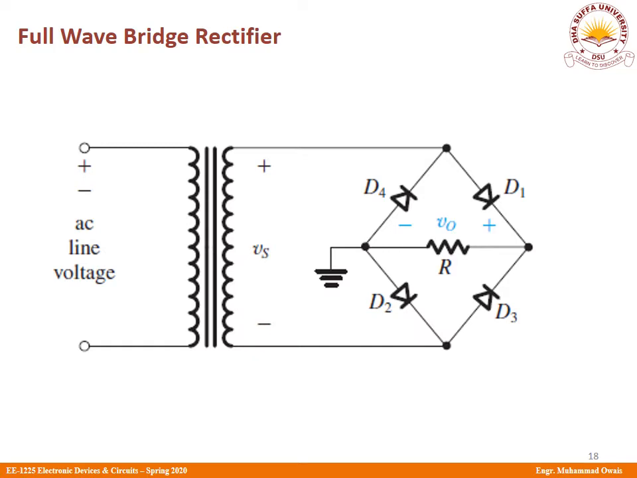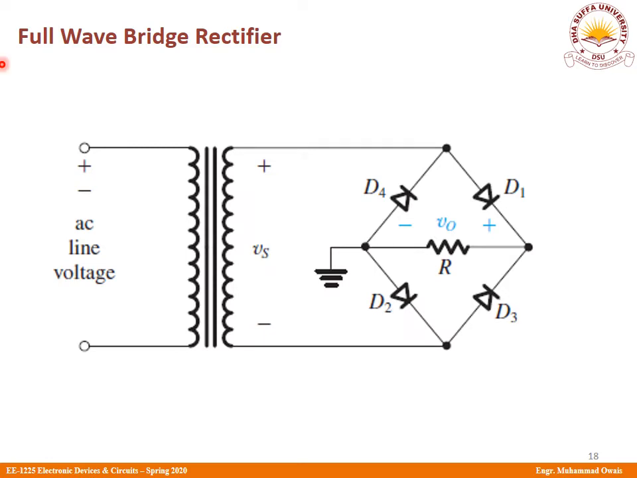Okay, now it's time to discuss the full wave bridge rectifier. This is another type of full wave rectifier, and it is called a bridge rectifier because of its configuration, which is pretty similar to the Wheatstone bridge, which you must have studied in your physics course. Now let's discuss how this circuit works and how we get our output voltage.